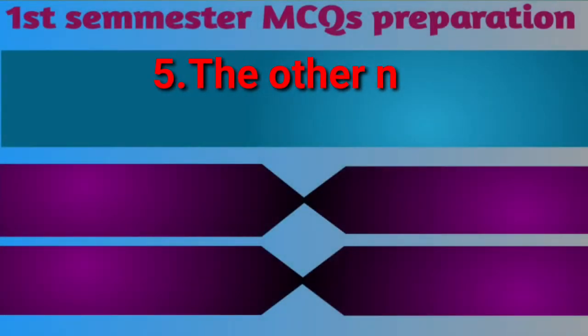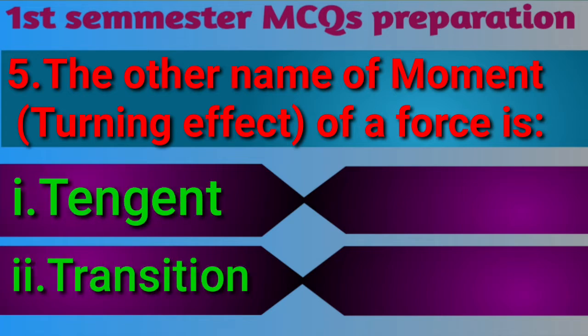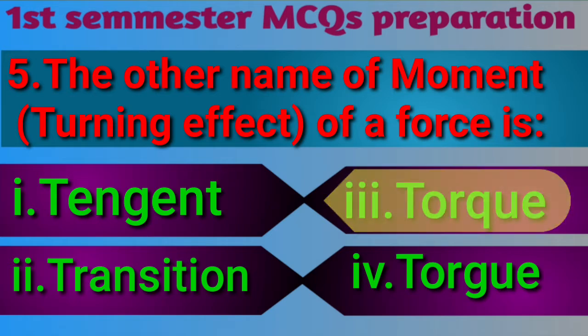Moving to the next question, that is question number 5. The other name of the moment or turning effect of force is, the four options are tangent, transition, torque, or torque. The right answer will be the third option, that is torque.